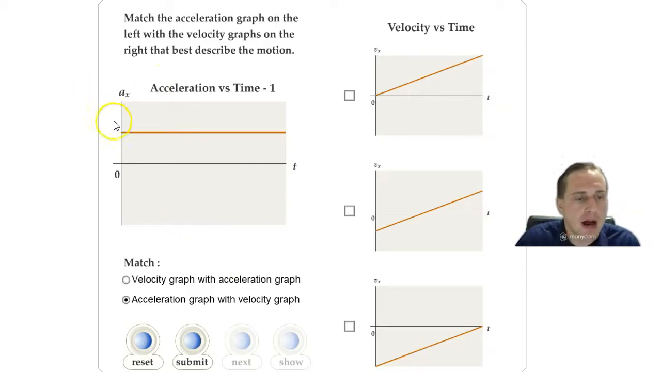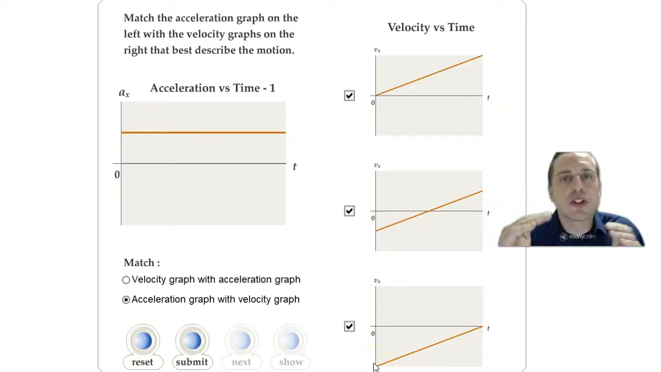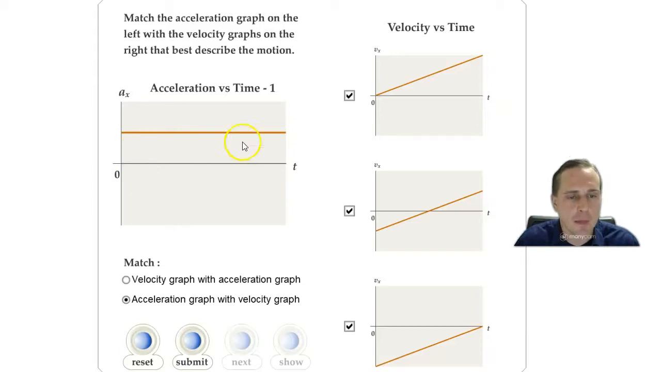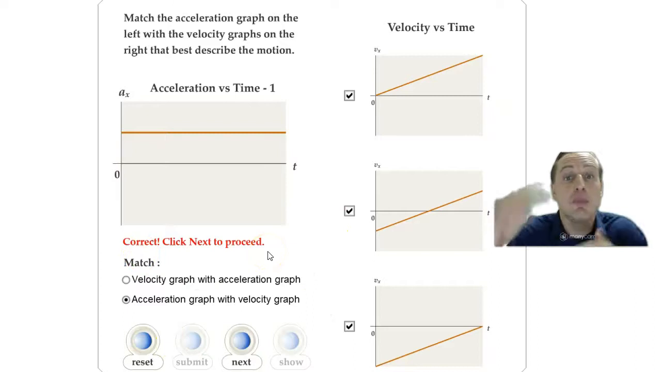Looks like positive constant acceleration. So this is positive constant acceleration because it's a positive slope. But wait a second. This is constant positive acceleration, and so is this. So part of the reason we're uncertain as far as which graph is because we don't know what the initial velocity was. All we have is the acceleration versus time. Okay, so let's submit that. So that's correct. It turns out it could be any of those.